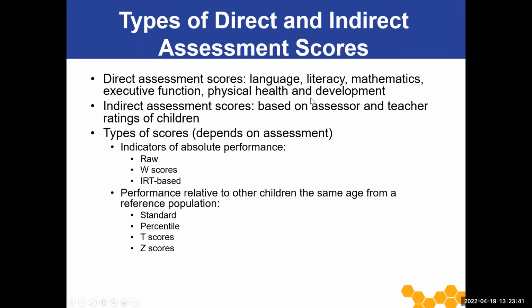Direct and indirect assessment scores include raw, standard, percentile, T, Z, and W scores, and IRT-based scale scores, depending on the assessment. Raw, W scores and IRT-based scores are indicators of absolute performance. Standard, percentile, T-scores, and Z-scores provide information about performance relative to other children the same age from a reference population. Each score may be used to address different types of questions about children's skills and development, and which scores to use will depend on your research question and the type of analysis that you will be doing. And again, more information is available in the user's manual.